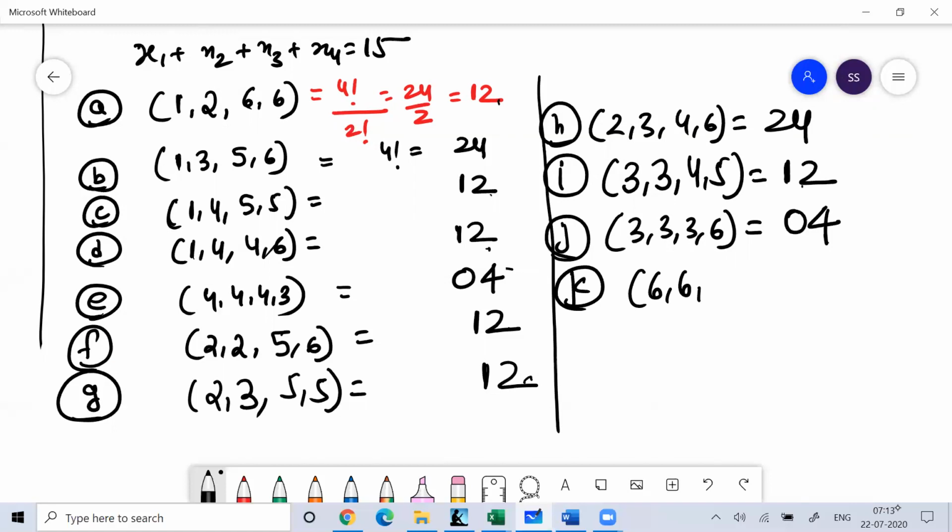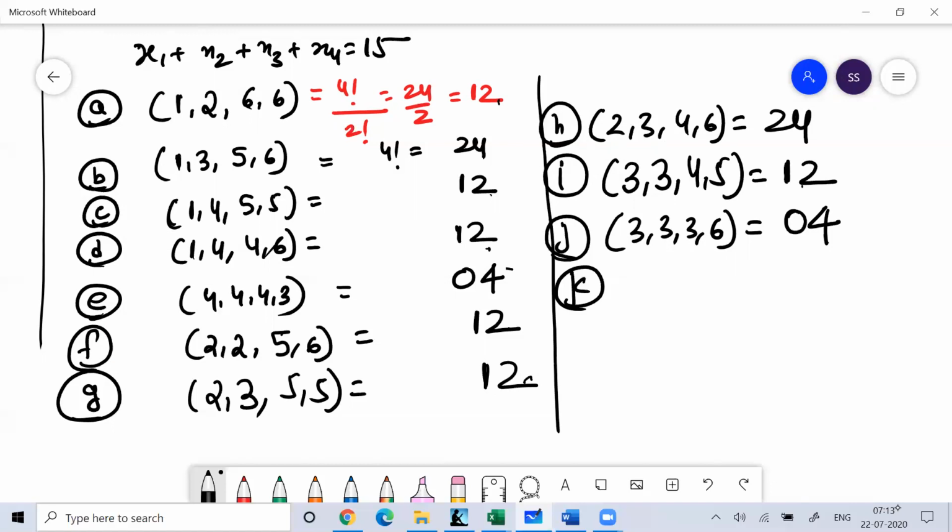So 3 means what? Sum 3 on two dice has 2 ways, 1 comma 2 or 2 comma 1. There's no other way for that. So with 6 comma 6, there's no point. With 6 you tried 1, 2, 3, 4, and 5.